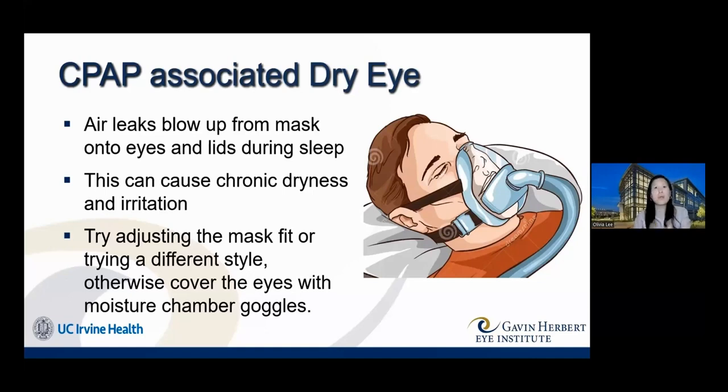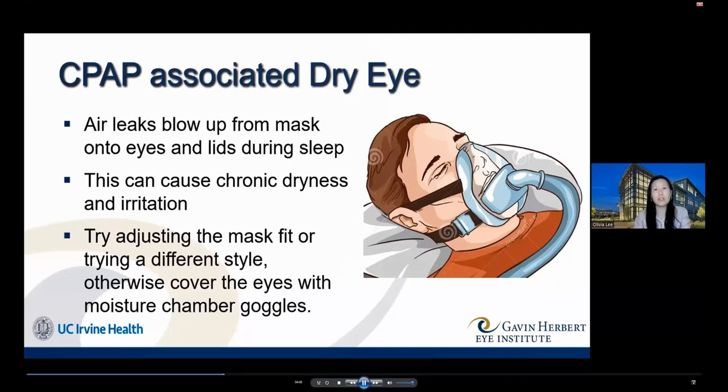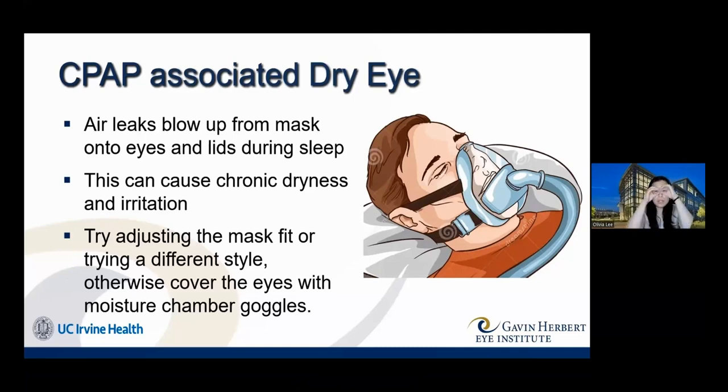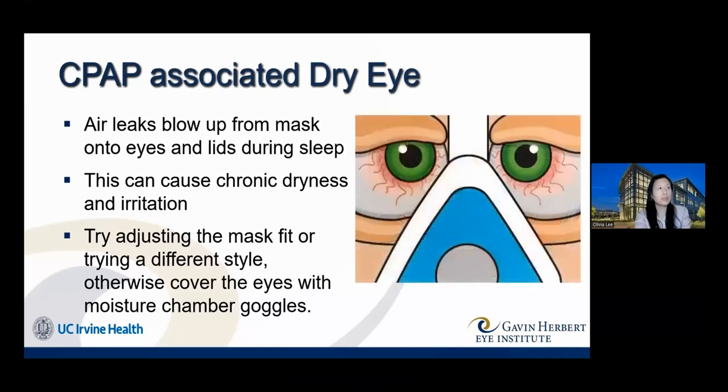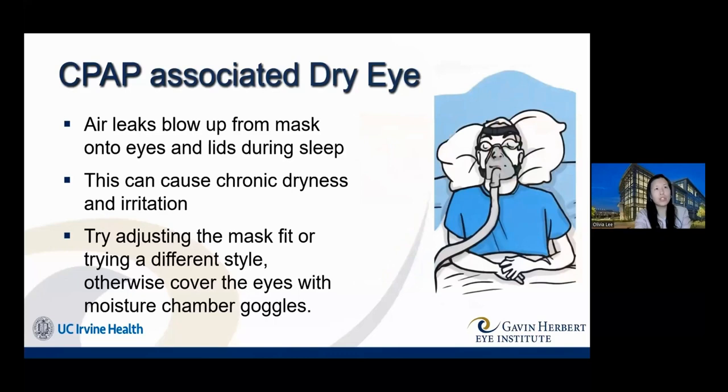And so you can fix that by adjusting the fit of the mask or changing to a different style of mask. But if that's not possible, or if you've tried many different styles of CPAP and you're still having this problem, then you could address it by wearing goggles to protect the eyes from the air leak coming out of the mask. I will show you some examples of that a little bit later. So the mask comes very close to the eyes because it goes right over the nose, and so that's why the air flows directly at the eyes if there's an air leak. So a lot of patients just end up wearing goggles when they sleep using the CPAP.